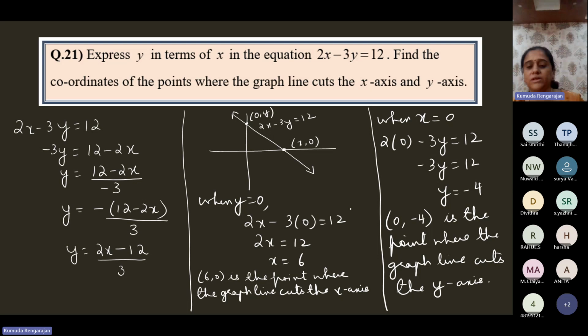Now you can ask me, 0 comma minus 4, how can this point be 0 comma minus 4? See, without making the graph, you can make out, but we don't have graphs now. Have you learned making graphs in school, children? Because that's deleted from the syllabus.